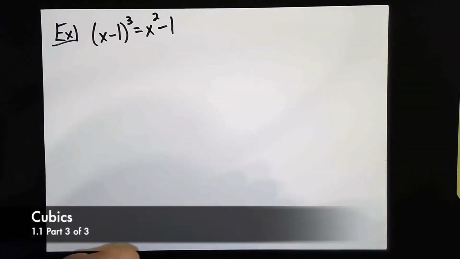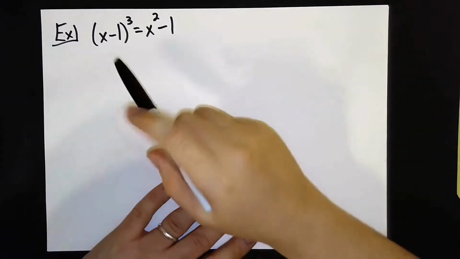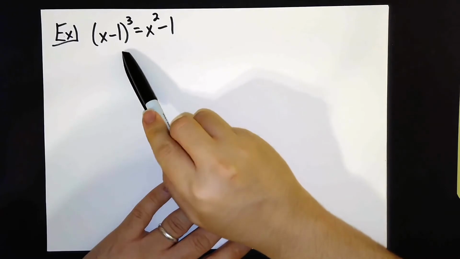Welcome back to our last video about section 1.1. So far, we've talked a lot about solving quadratic equations, that is, equations where there's an x squared. In this video, I'm going to talk a little bit about cubic equations, which show up less often, but they do show up. So here's an example. I've got an x minus 1 cubed, and I want to know when that's equal to x squared minus 1.